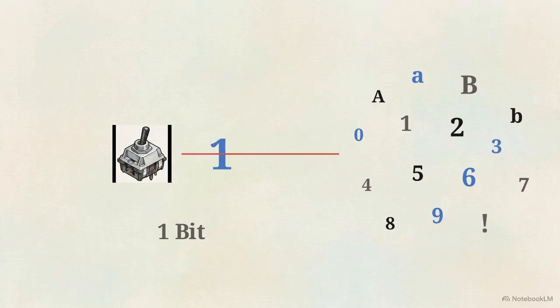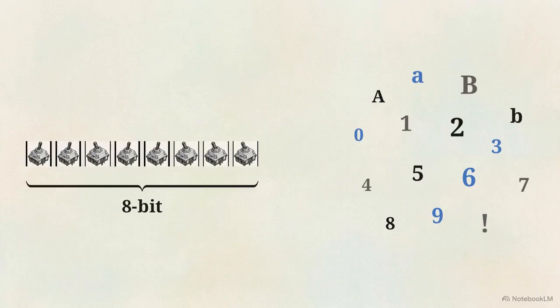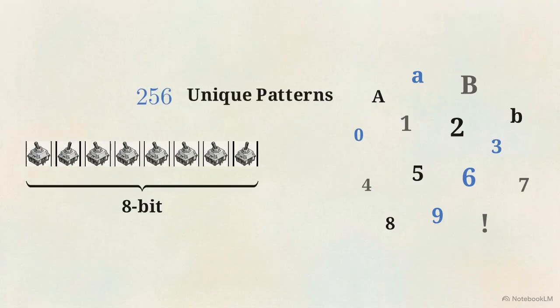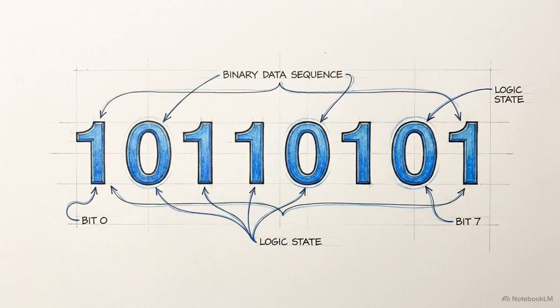To solve this, we group these switches together. If we line up a sequence of 8 of them side by side, we get what is called 8-bit. By flipping these 8 switches into all their different combinations of on and off, you suddenly have 256 unique mathematical patterns to work with. When you press a key on your keyboard, you are sending a pulse of electricity that locks those 8 tiny invisible switches into one specific pattern perfectly assigned to that letter.